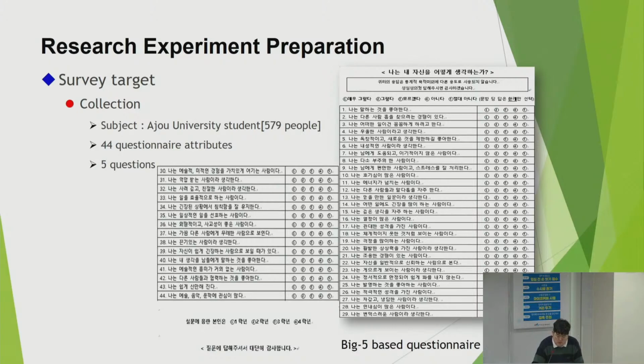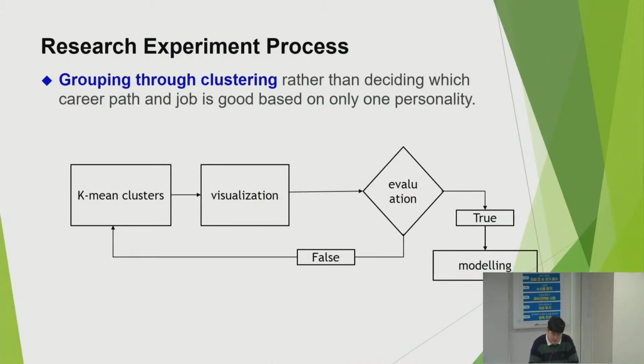The data used in this study were collected using a questionnaire with a total of 44 questions and 5 answers that I made myself based on Big Five personality analysis. In this study, in the k-means algorithm, the k-value, which means the number of groups, was set to 3, 5, 7, 9, and 11 parameters, and clustering was performed. Clustering was divided into successful and unsuccessful cases, and this study was conducted with only successful cases.